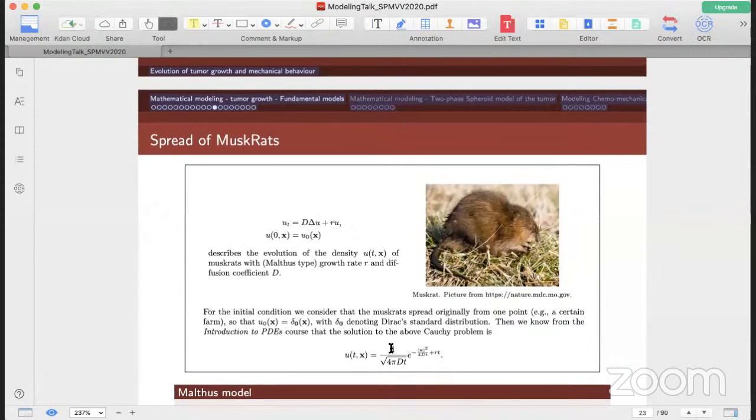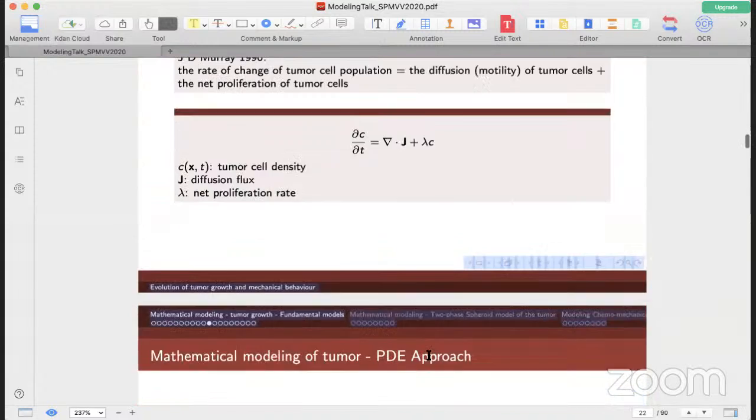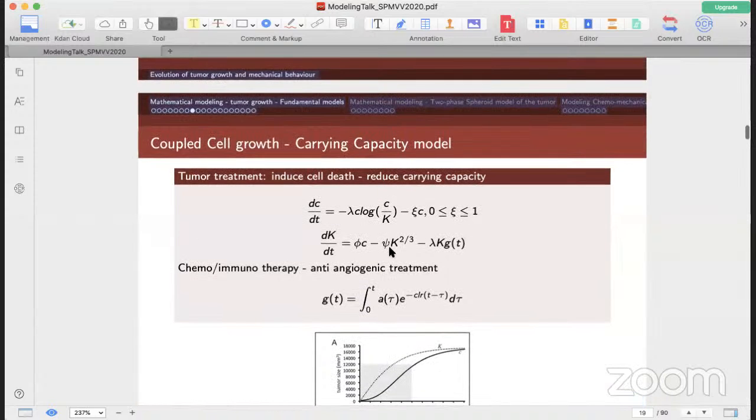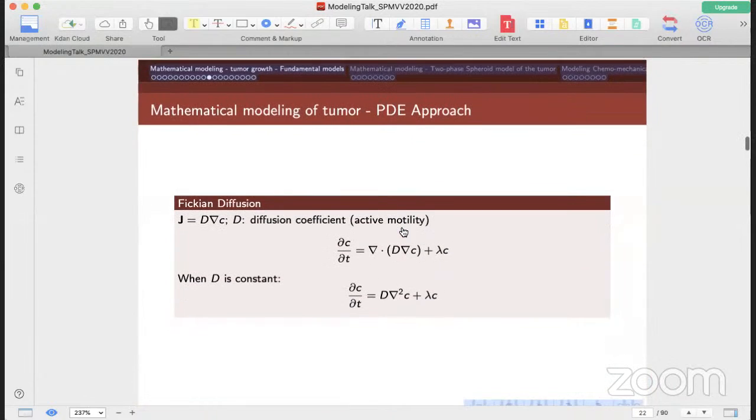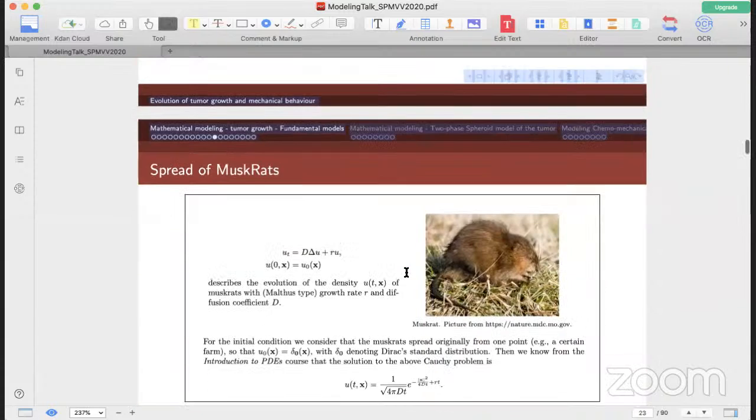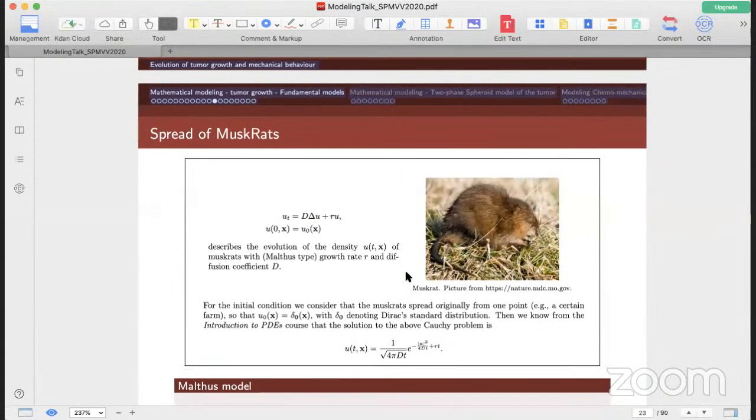Because it is a linear equation, one can try separation of variables and so on to get the solution. So this is a Gaussian type distribution. We had discussed the ODE approach, but if you want to capture the spatial information, then you have to follow the PDE approach. This is the simplest model which can be used to talk about the spread of some species. That means evolution models are used to understand the growth of tumors. So that's an interesting thing.